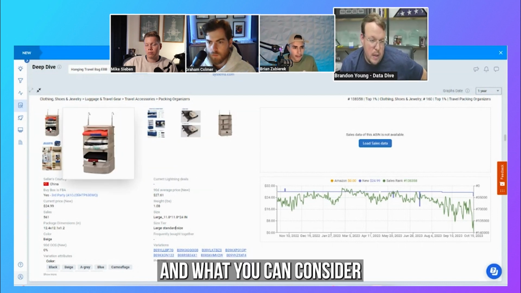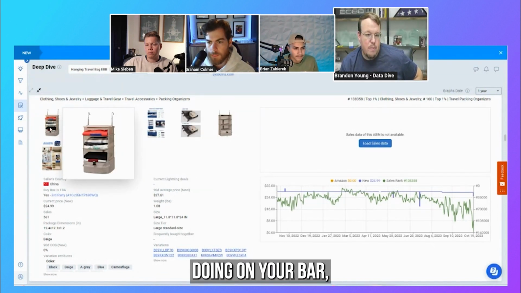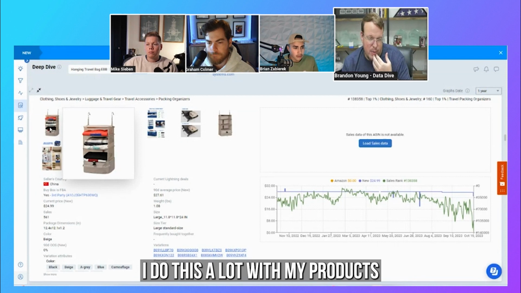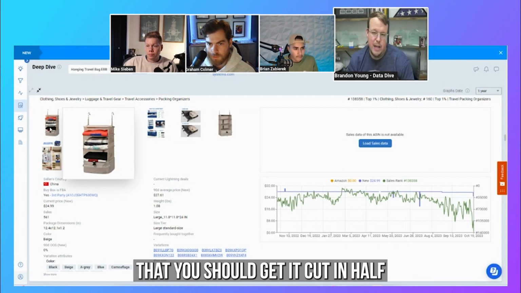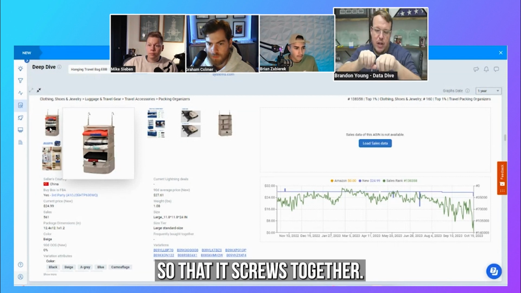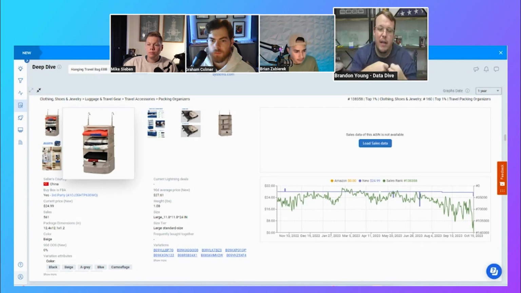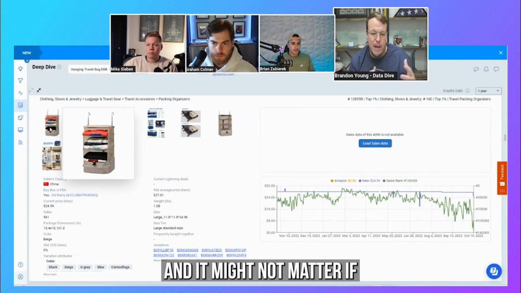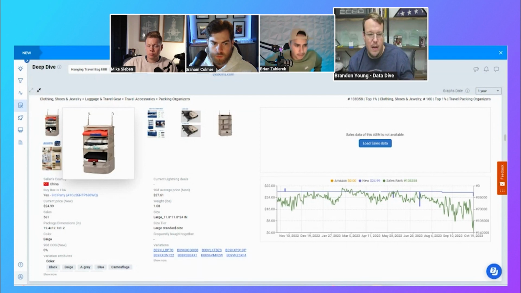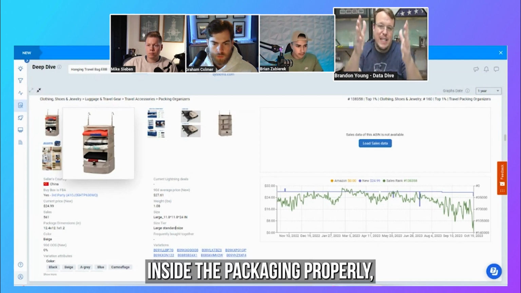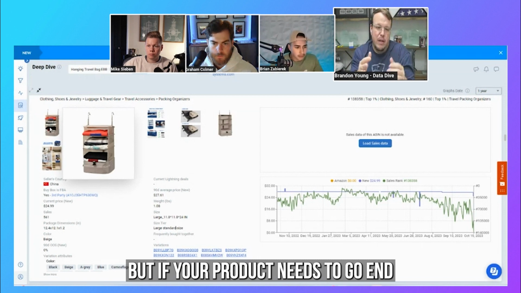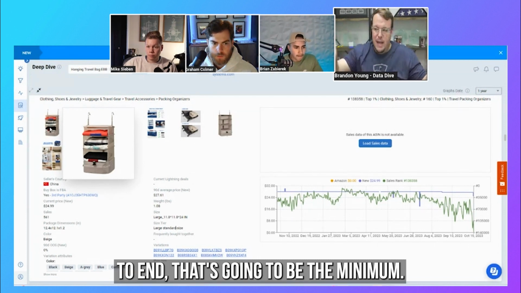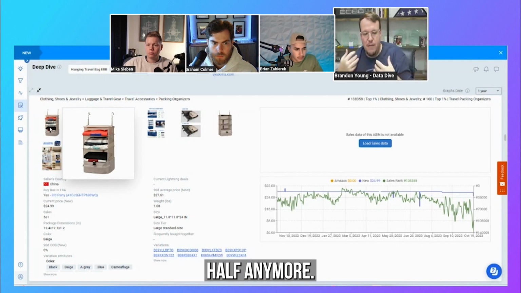Right. And what you can consider doing on your bar, which is really important, I do this a lot with my products, is that you should get it cut in half and just make it so that it screws together, right? That's going to cut the length by half. It might not matter if you're still fitting it inside the packaging properly, but if your product needs to go end to end, that's going to be the minimum dimensions, and you can't fold your bag in half anymore.